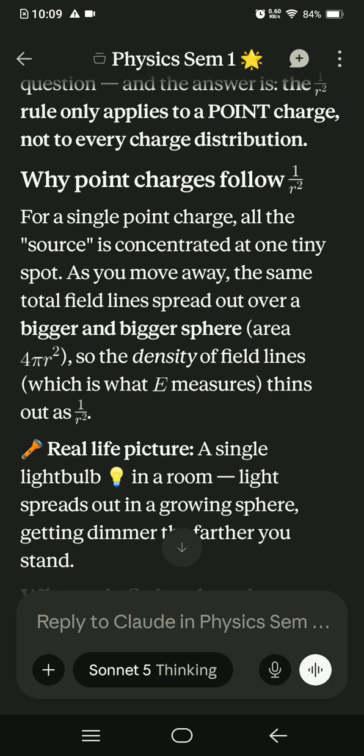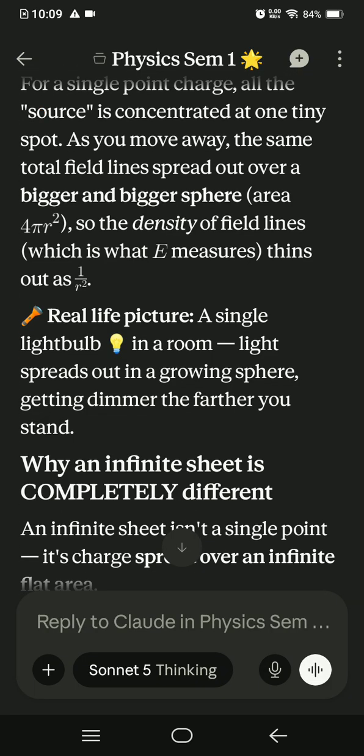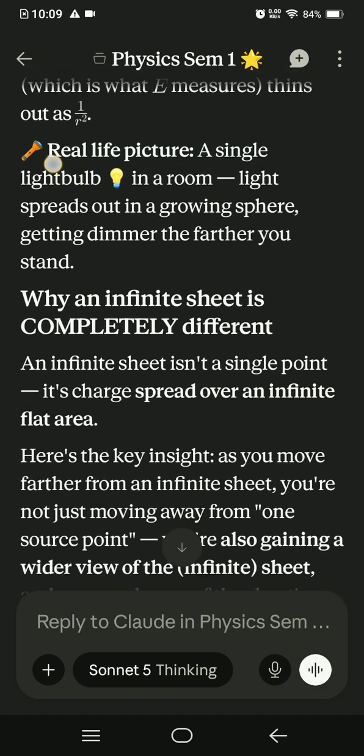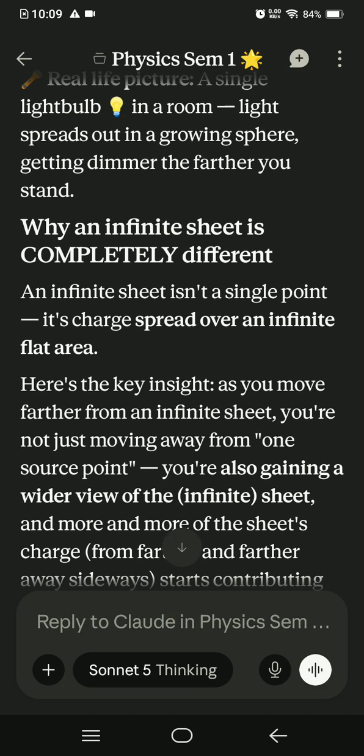As you move away, the same total field lines spread out over a bigger and bigger sphere, whose area is 4 pi r squared. So the density of the field lines, which is E, thins out as 1 upon r squared. Real life picture: a single light bulb in a room. Light spreads out in a growing sphere, getting dimmer the farther you stand. Why is an infinite sheet completely different?